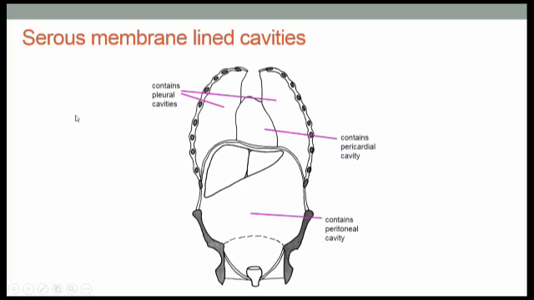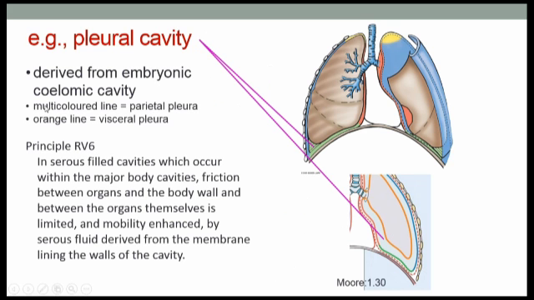If we look at one of those in detail, and we're going to concentrate on the thorax because that's your main area of study, we're going to look at the pleural cavities that surround the lungs. So we've talked previously about the fact that these derive from the embryonic coelomic cavity, and there are two layers of pleura. So the visceral layer, represented by this orange line, surrounds the lung itself, which is shown here in cross section, and the multicoloured line lying on the inside of the body cavity is the parietal pleura.